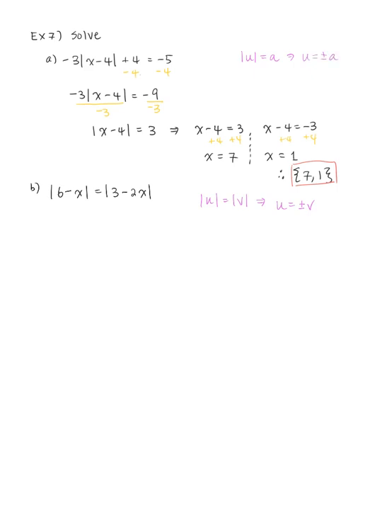Okay, so now let's apply that property. Then we're going to have 6 minus x equals the positive side of v, which is 3 minus 2x. Or you're going to have 6 minus x equals the negative v. But be careful, the negative is going to apply to the whole quantity 3 minus 2x. So be careful on that step. That's a common mistake that students make, right there.